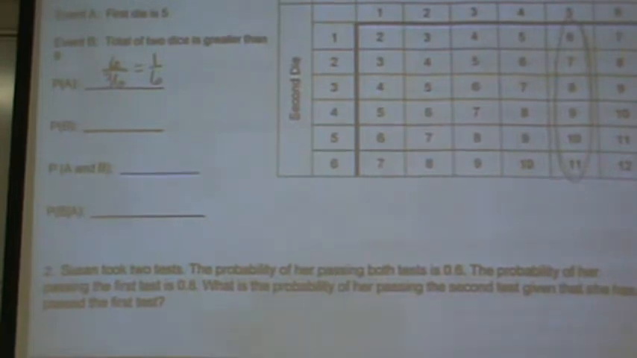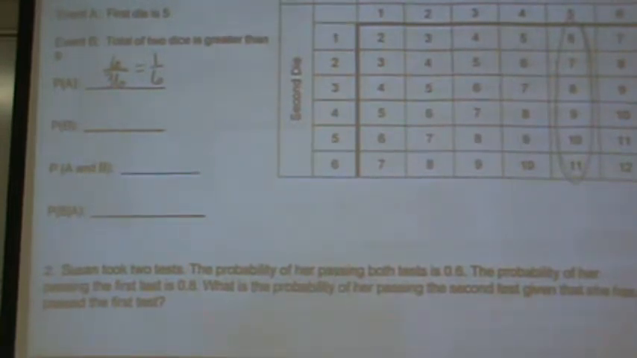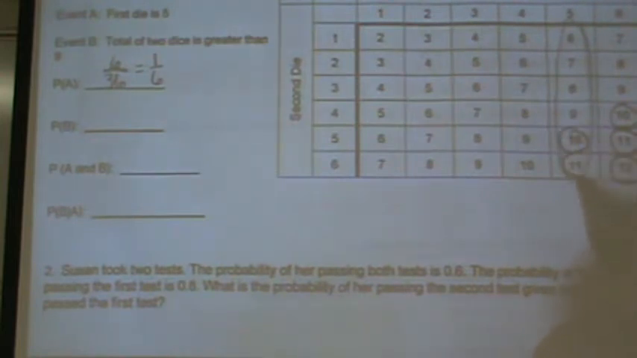Then we also want to find the probability of B, and event B is that the total of the 2 dice is greater than 9. If we look at our chart, we're going to find all the values that are greater than 9. So we've got one here, here, here, here, here, and here. All those circled values are greater than 9, and those are the only values greater than 9. We have 1, 2, 3, 4, 5, 6 of them. So again, we have 6 out of 36, which reduces to 1/6 again.